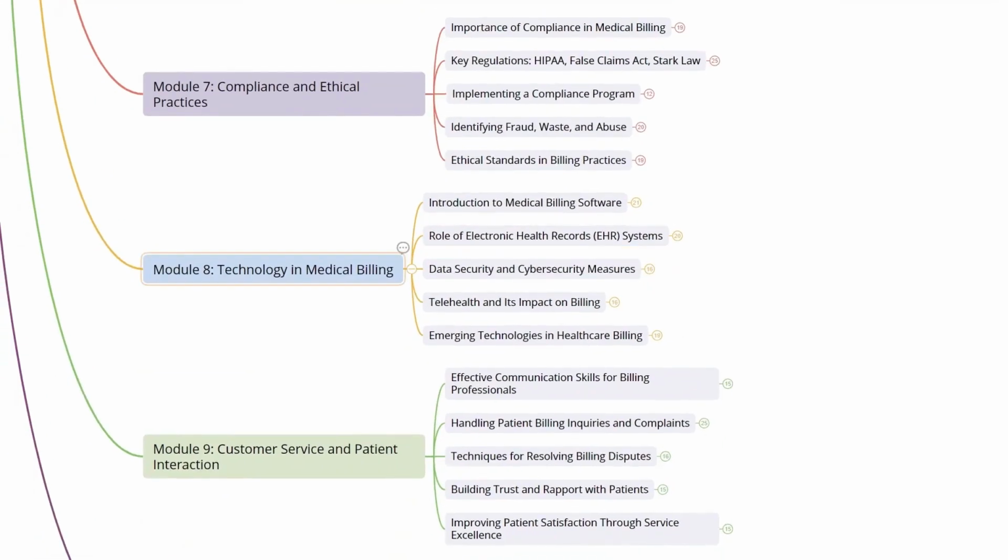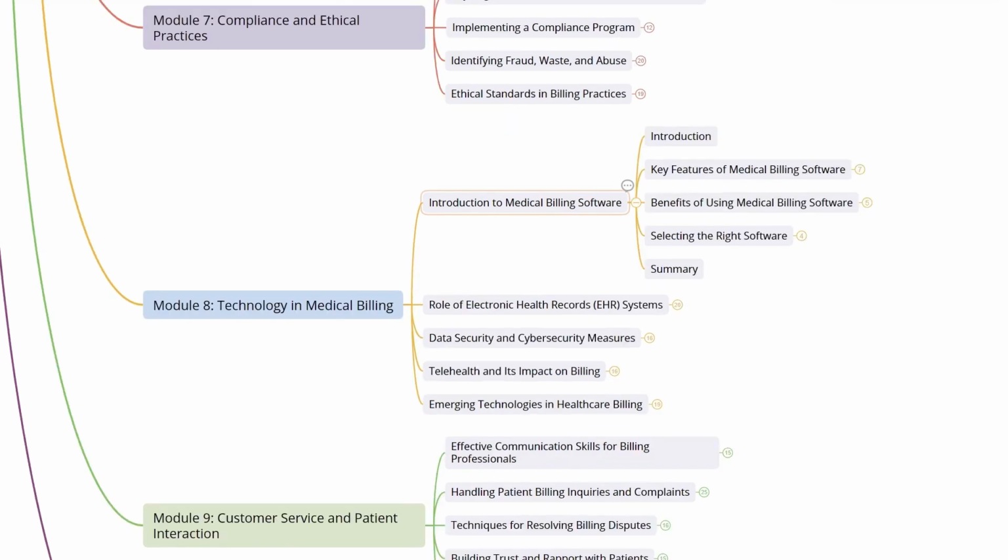Next, Module 8, Technology in Medical Billing. Technology has revolutionized healthcare billing, making processes more accurate, secure, and efficient. Firstly, introduction to medical billing software. Modern billing relies on specialized software that automates claim generation, edits, submission, and reporting. Learning how to utilize these tools improves productivity and reduces errors.